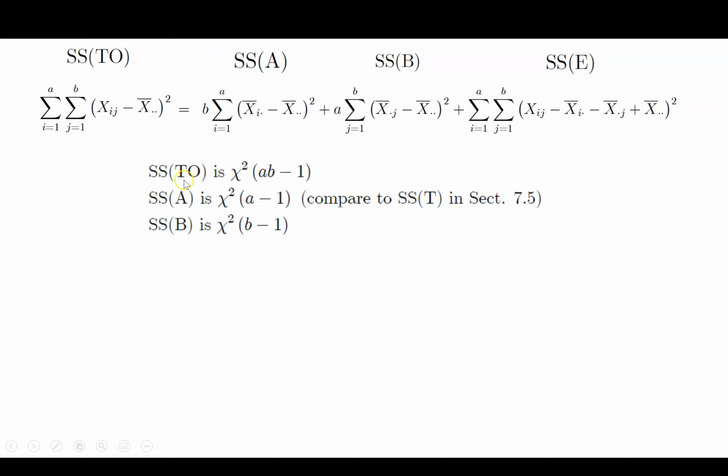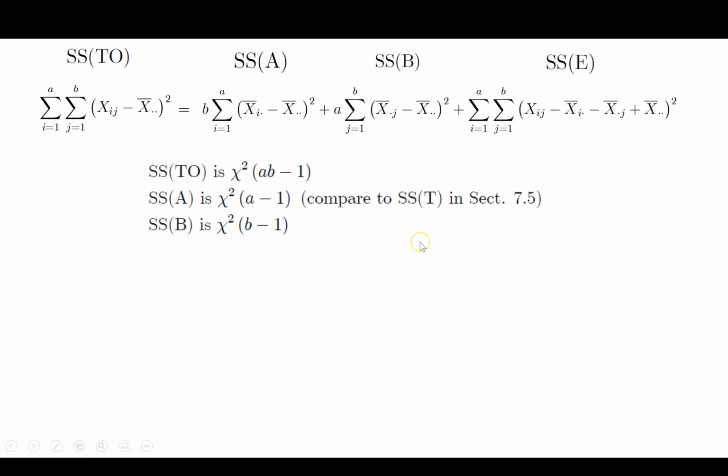This is not SSTO. It should be SSTO divided by sigma squared. That's chi-squared of AB minus 1. Same thing here. This should be divided by sigma squared. This piece here, like we talked about with the between treatment sum of squares, is going to be chi-squared of A minus 1, because there are going to be A minus 1 pieces here. And then likewise, if I divide this by sigma squared, this should be chi-squared of B minus 1.